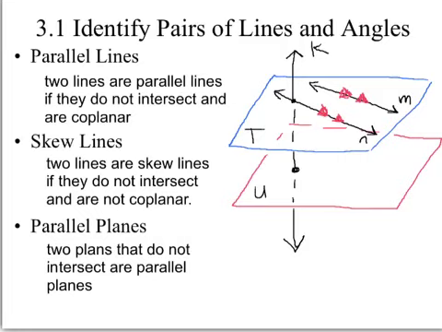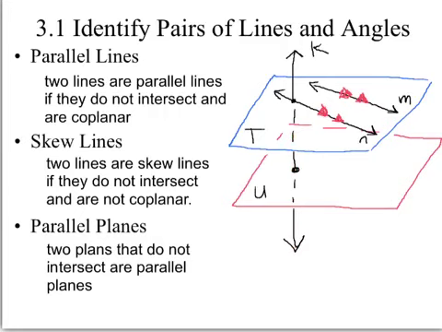Next, skew lines. 2 lines are skew lines if they do not intersect and are not coplanar. Okay? I have line K and line N. They intersect right here, though, so they are not skew. But I have line K and line M. They do not intersect and they are not coplanar. So line K and M are skew.